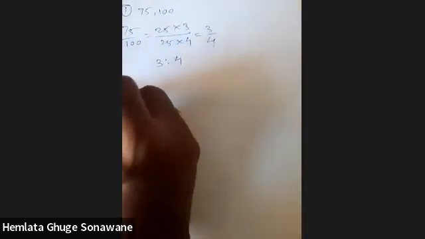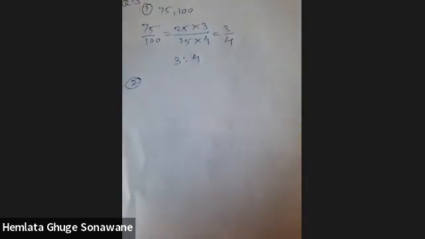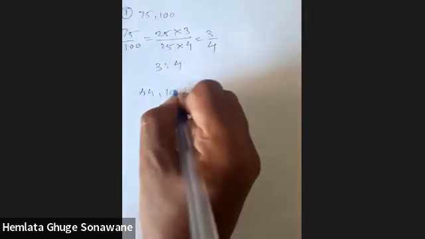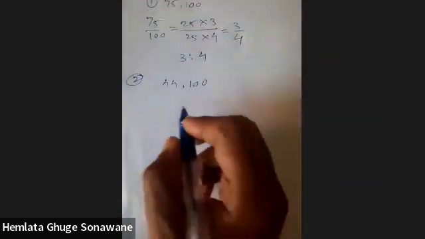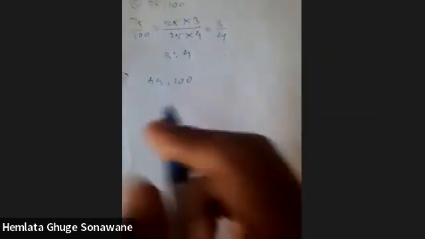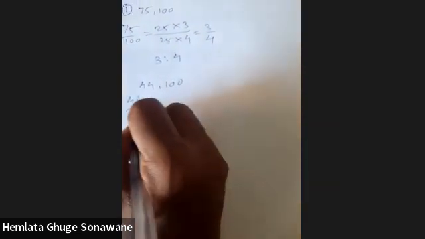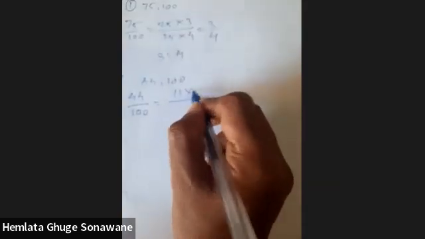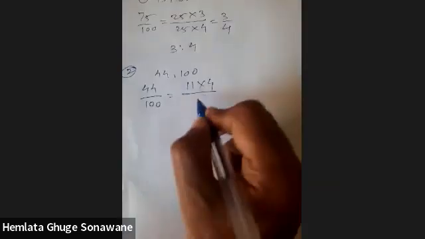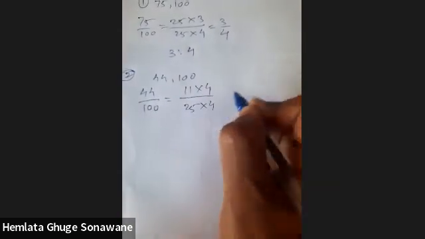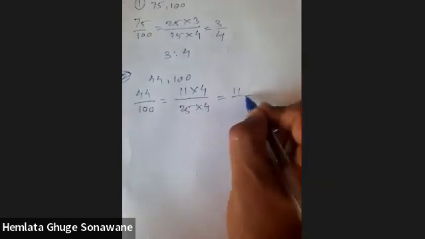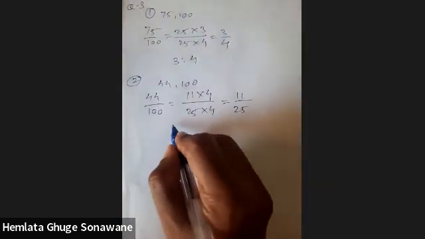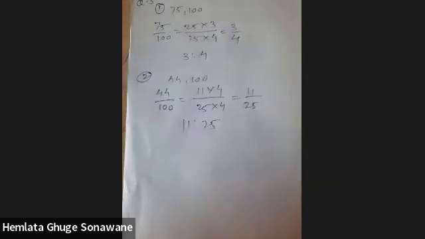Second example, 44 and 100. This ratio is given. We have to write it in the reduced form. So 44 upon 100. We have to simplify this. 11 fours are 44 and 25 fours are 100. So it becomes 11 upon 25. That is, the reduced ratio is 11 as to 25.